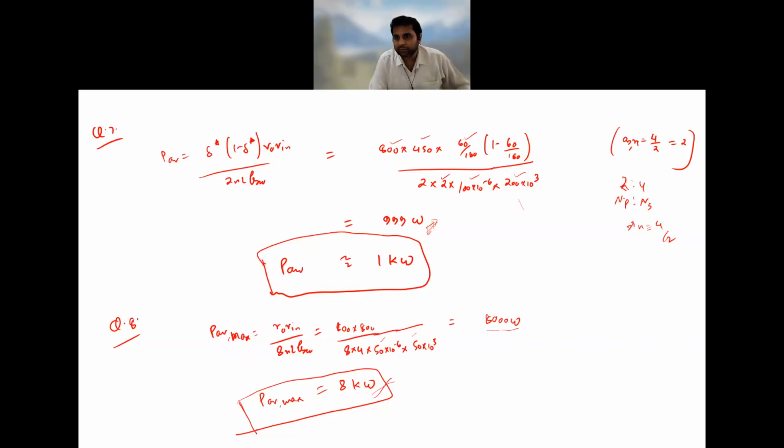See, either I can give turns ratio 0.5. If I would have given turns ratio 0.5, then it is understandable that I have to take n equal to 0.5. If I have given it like this, it indicates that my number of turns on the primary is 2, my number of turns on secondary is 4. So that indicates my n is nothing but 4 by 2, which is 2. It is a common notation they used to do with the transformer.